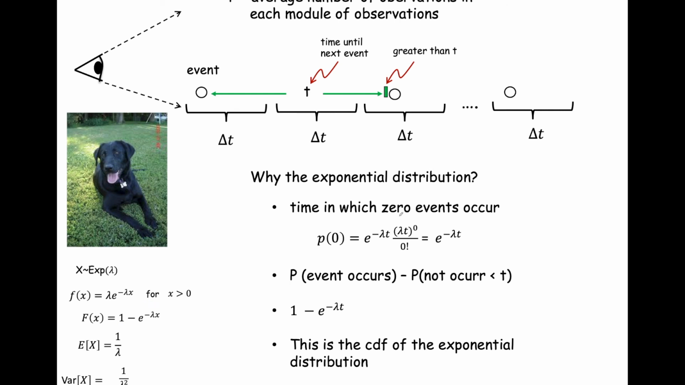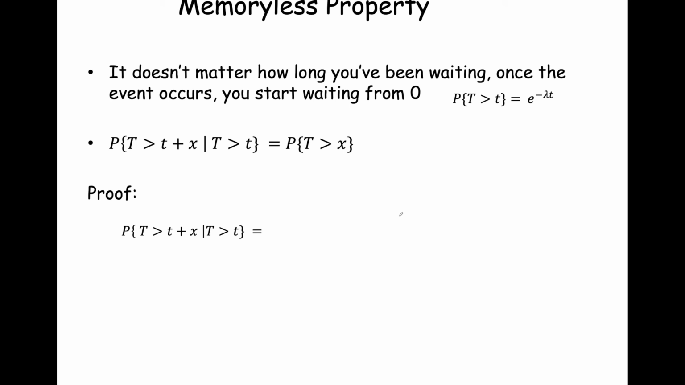Okay, and so this is the time between events, and this is our exponential distribution. This exponential distribution has an interesting quality. It exhibits what's called the memoryless property. It doesn't matter how long you're waiting, how big that t is. Once the event occurs, you start the clock for how long you wait. You start it over from zero again.